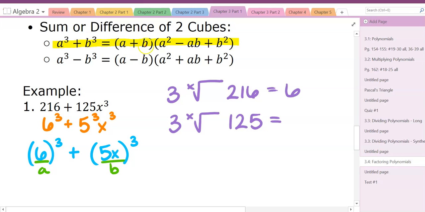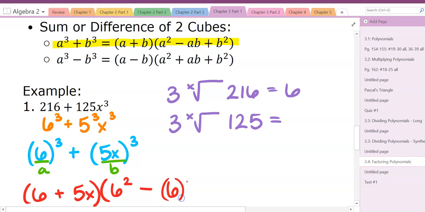So it says A plus B, so that's going to be 6 plus 5x. That goes in the first set of parentheses. Then it says A squared, so that's going to be 6 squared. Minus, then it says A times B, so that's going to be 6 times 5x. And then it says plus B squared, so plus 5x squared.